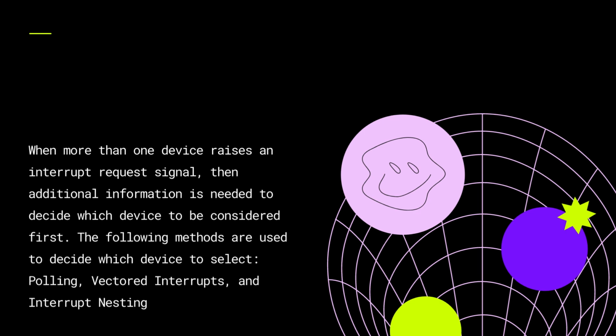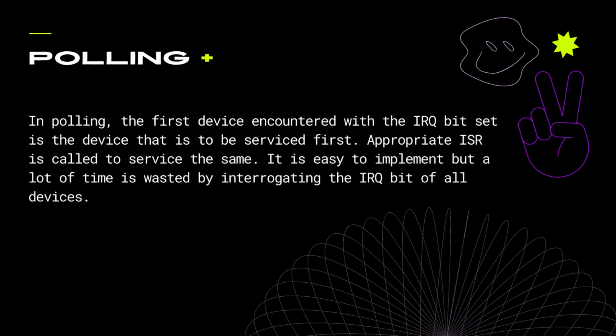We are going to take a detailed look at what polling is. In polling, the first device encountered with the IRQ bit set is the device that is to be serviced first. The appropriate ISR is called to service it. It is easy to implement, but a lot of time is wasted by interrogating the IRQ bit of all devices.